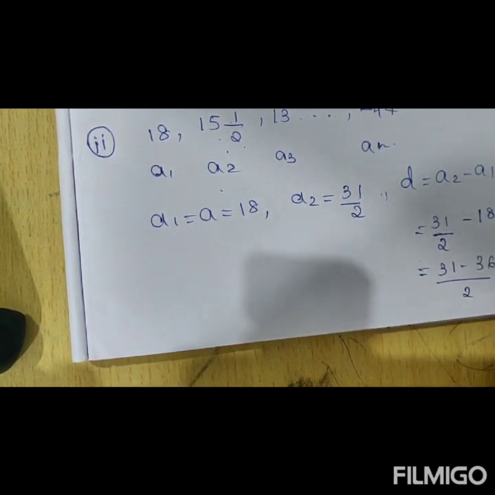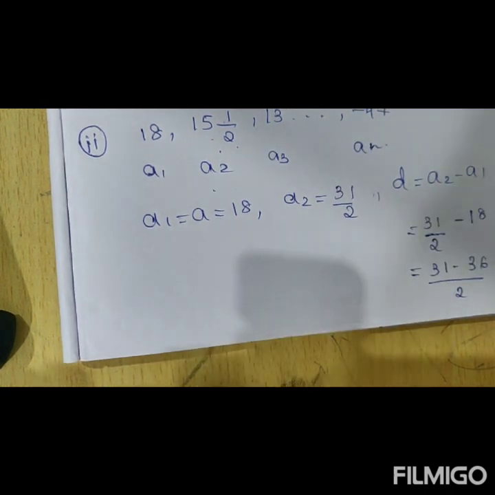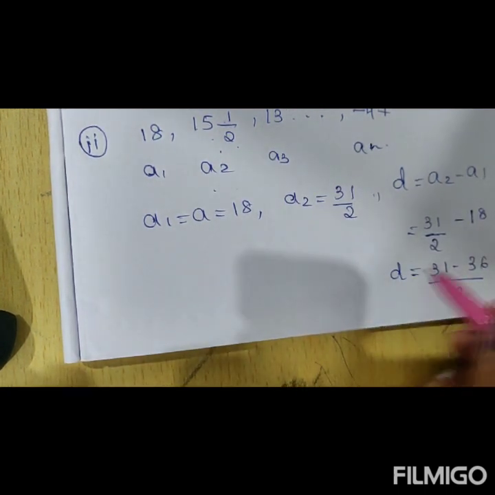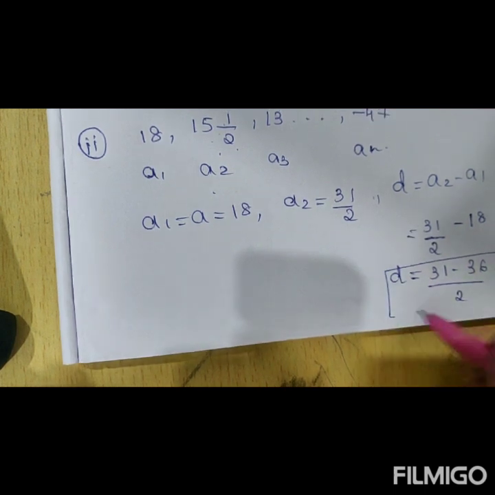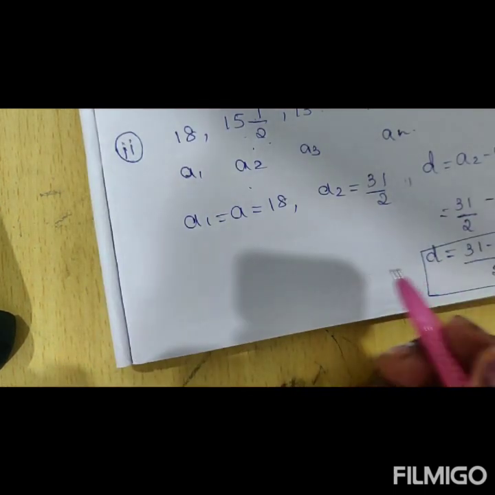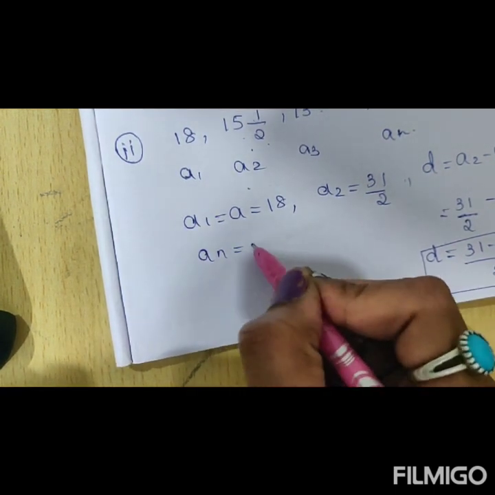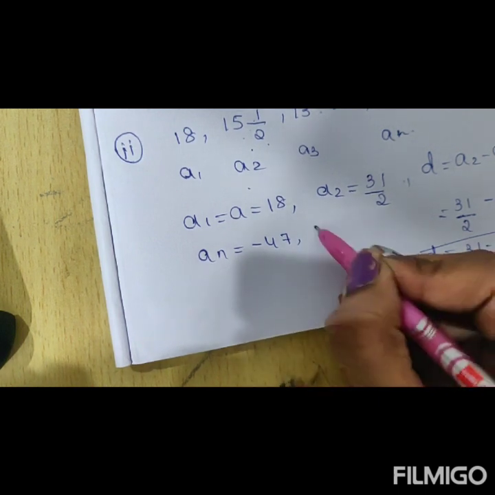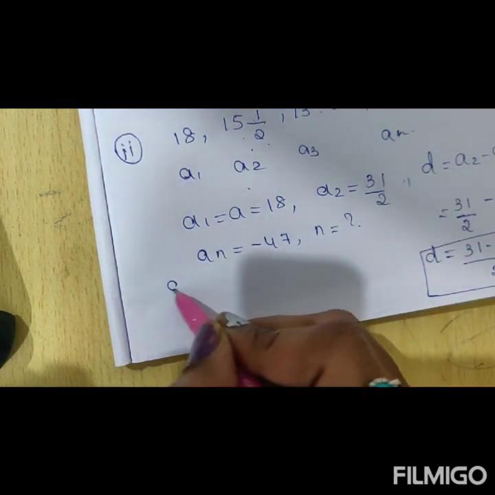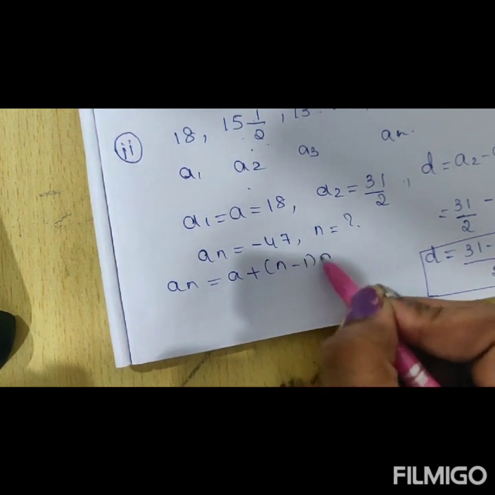So the answer will be minus 5 by 2. D value will be minus 5 by 2. Now let's calculate. So we have an is equal to minus 47 and we have to find out n. We know the formula an is equal to a plus n minus 1 into d.